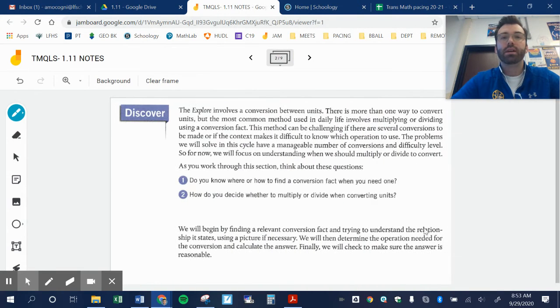So today's section is all about conversions. Do you know where or how to find a conversion fact when you need one? How do you decide whether to multiply or divide when converting units? Honestly, the solutions to the examples in the book were really confusing, and I don't think they did a very good job of explaining it. So I'm going to show you my method of doing things. I think it's a little bit easier.